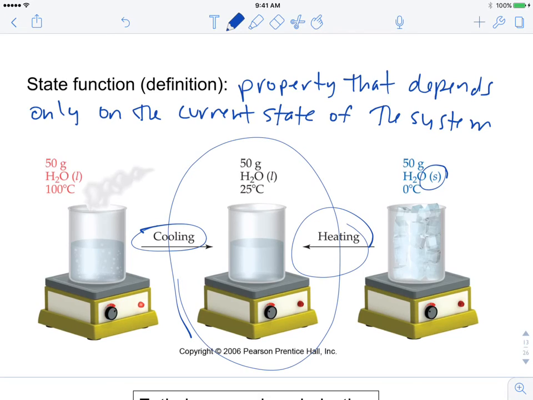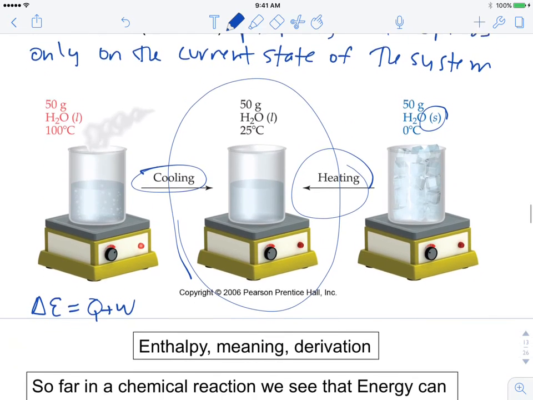Energy is a state function, because energy could be a whole mix of different things. Remember, the change of energy is equal to Q plus W. So when I say a mix of different situations, it could be all heat, it could be all work, it could be a combination of the two. Because that change in energy doesn't depend on how it happened, that means that it is a state function.